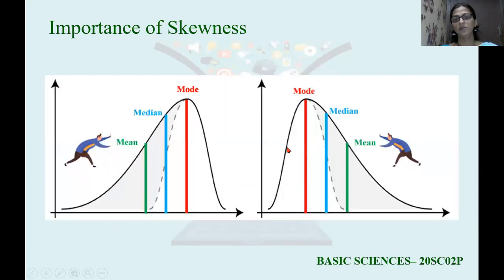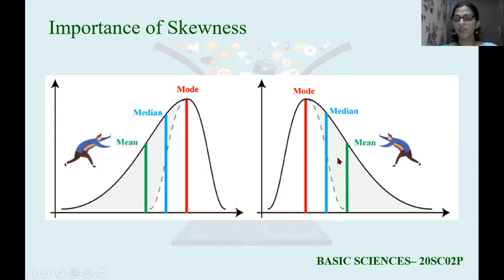Now, you can see two pictures here. This picture, the second one, shows the positively skewed distribution because the tail is on the positive side or right side of the mean. And the first picture shows the negatively skewed distribution because the tail is on the left side of the mean. It's on the negative side of the mean.